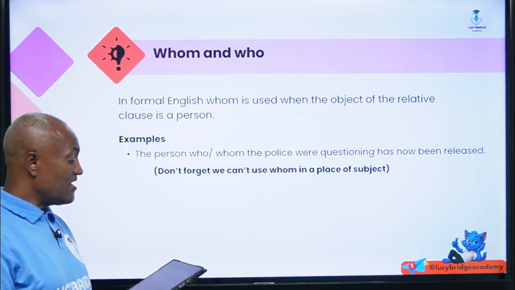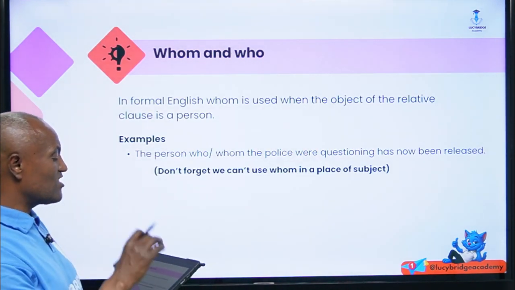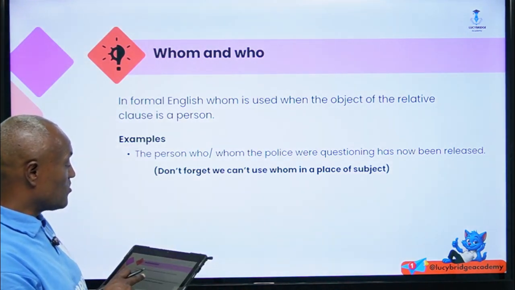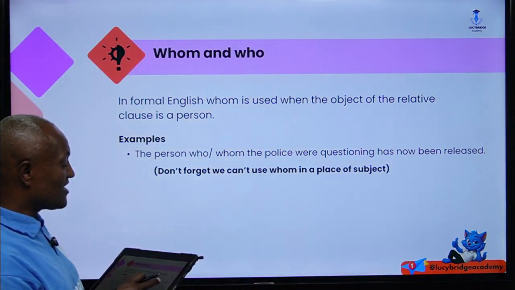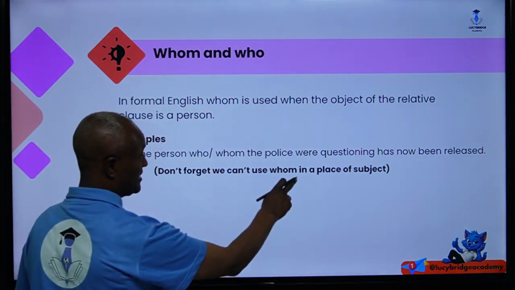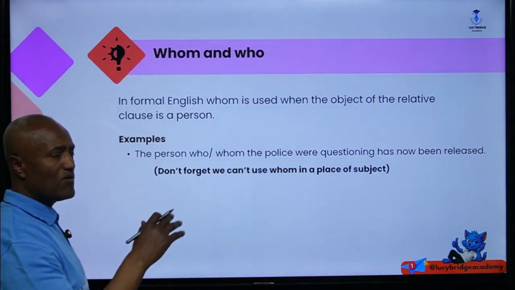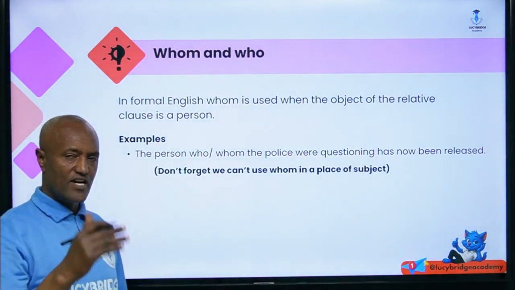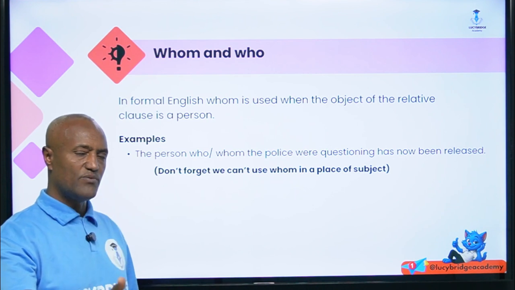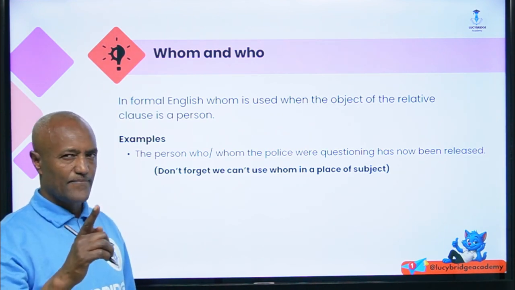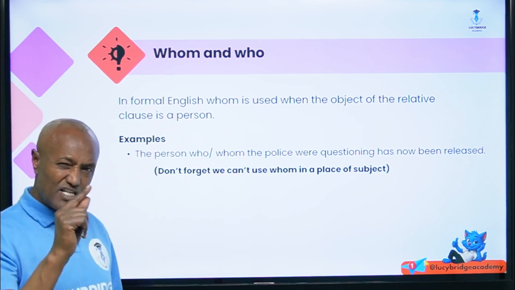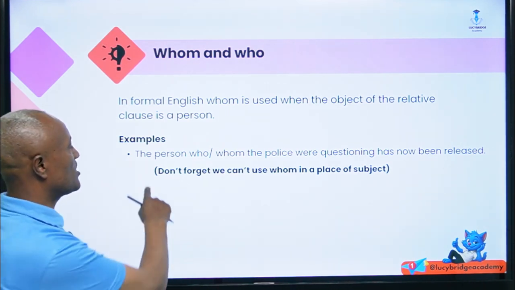Yes? Then, in formal English, whom is used when the object of the relative clause is a person. It's informal otherwise. For instance, the person whom the police were questioning has now been released. Don't forget, we cannot use whom in the place of a subject. Now, I am very confident that you are familiar with identifying which relative pronoun can serve as an object and as a subject. Don't forget, who can serve both as a subject and an object, yes? But whom serves only in the place of an object. This is what you have to remember.